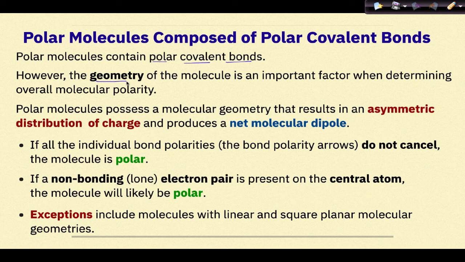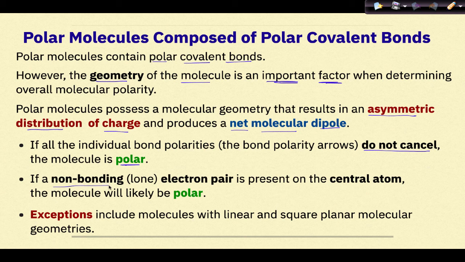However, the geometry of the molecule is an important factor when determining overall molecular polarity. Polar molecules possess a molecular geometry that results in an asymmetric distribution of charge and produces a net molecular dipole. If all the individual bond polarities, in other words, the bond polarity arrows, do not cancel, the molecule is polar.